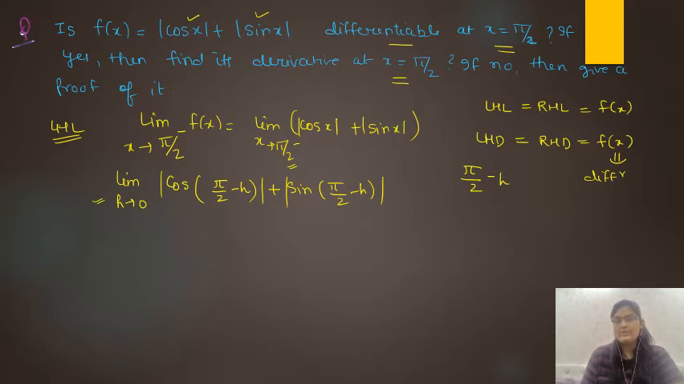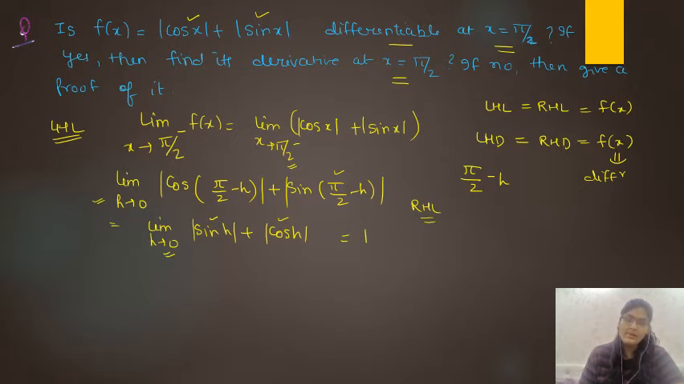Correct. So cos(90 minus theta) is what? Sine theta. And sin(90 minus theta) is cos theta. And the modulus will be positive. If you substitute directly, because it is not making a 0 by 0 form, you can put the value h as 0 directly. So sin 0 is 0 and cos 0 is 1. So your left hand limit is 1.